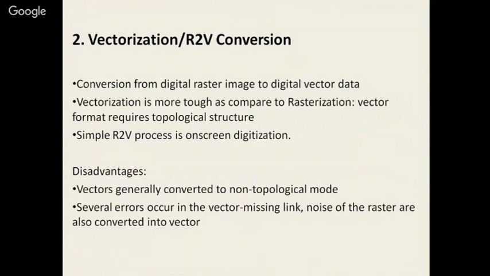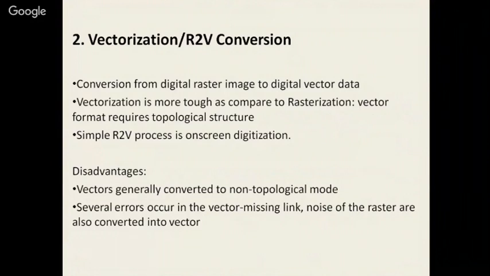Most of the data about the real Earth, almost all of it, we retrieve in raster form, so we need to convert it into vector form. Vector data are required to be created, like in manual digitization, and here we create it using GIS software. Vectorization is much tougher compared to rasterization, of course, and vector format requires topological structure.